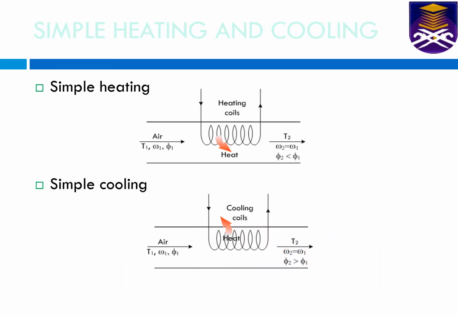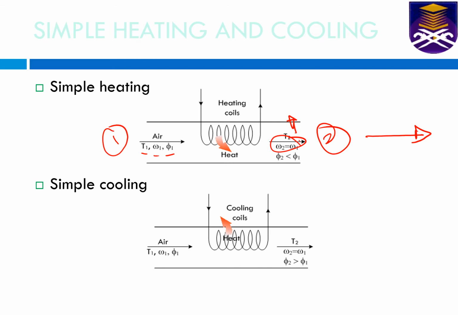Okay, so first, simple cooling and simple heating. Let's say that we have a heating coil, or maybe a condenser in the more complicated processes. Air enters at state 1 with temperature T1, omega 1 and phi 1, and exits at state 2. Passing through the heating coil, the temperature will be increased. With simple heating, we know that it moves to the right, and omega 1 is equal to omega 2.